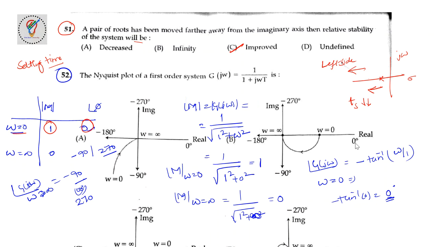See, real axis, when magnitude is 1 here, what about the phase angle? 0 here. And similarly, next case, when omega tends to infinity, magnitude will be 0. So magnitude is 1 here and it is going to be 0 here. Frequency is 0, frequency is infinity, we got it here. Magnitude 1 here and magnitude will be 0 here. Now it is touching the minus 90. So this is the plot here. Among the options, B is the right option for this question here.